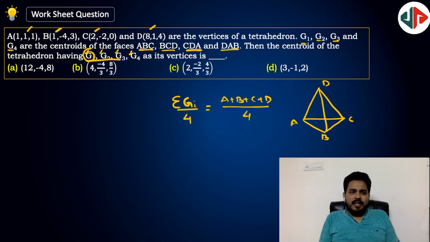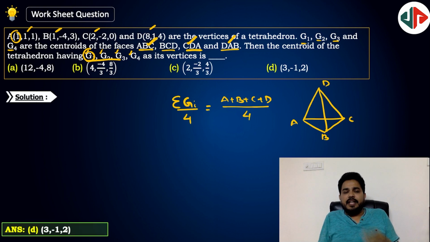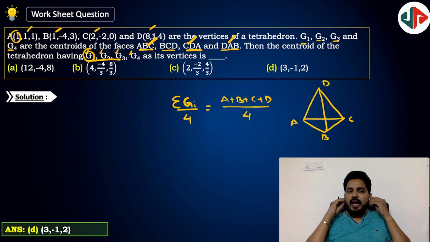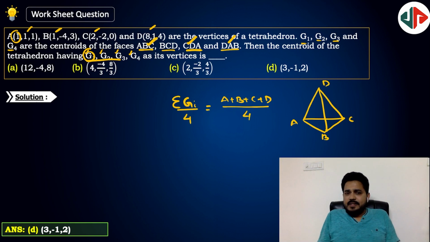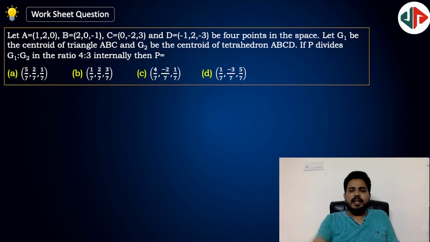Because this x1 coordinate will come here, here, here, so 3x1 by 3 will be cancelled, and 4 will be left out. So 1 plus 1, 2 plus 2, 4 plus 8, 12 by 4. So the answer is D. Okay. So the centroid of the tetrahedron having G1, G2, G3, G4 as the vertices is simply the centroid of the given tetrahedron.